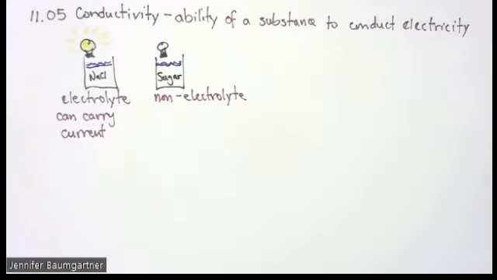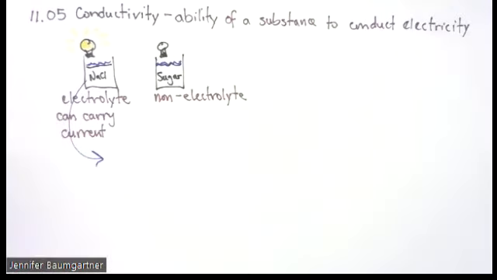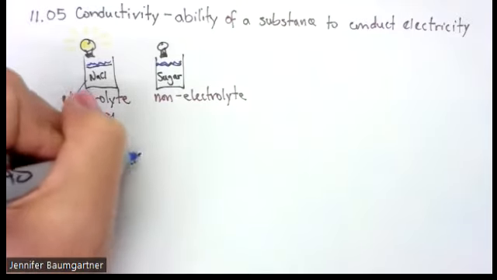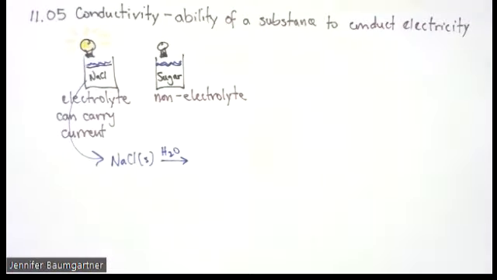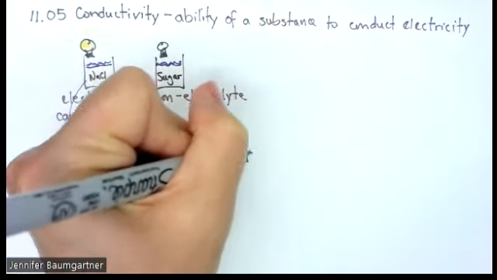We talked back in the second video about dissociation. And we said that when we put sodium chloride in water, so if I put solid NaCl and I dissolve that in water, what I get is sodium ions and chloride ions.